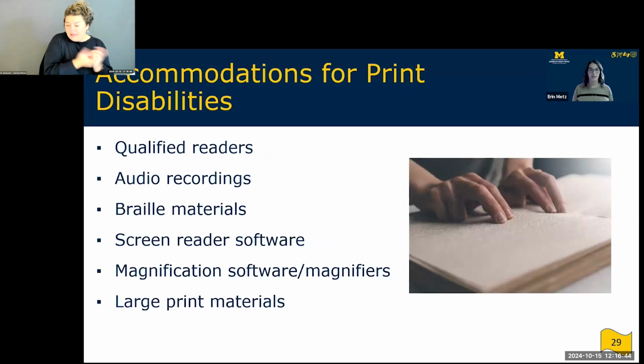So, some accommodations for those who have print related disabilities. It could be a qualified reader, an audio recording, material available in Braille, the use of screen reader software, magnification software or a physical magnifier, and even large print materials. So, really, what we're looking for here is any other effective method of making visually delivered materials available to individuals with disabilities.